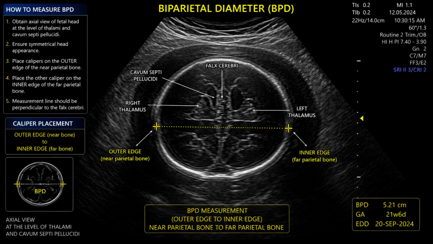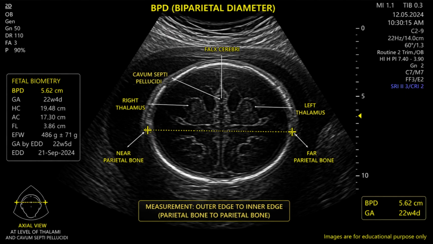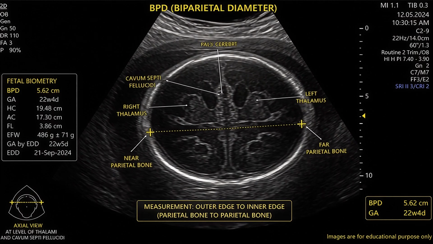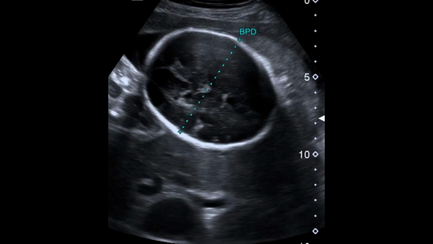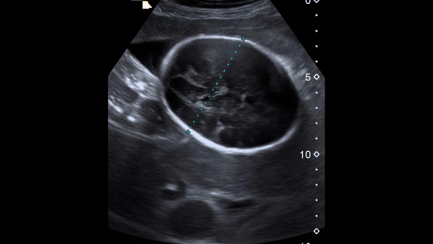Correct ultrasound plane. The ideal BPD plane should show a continuous midline falx, symmetrical skull shape, cavum septi pellucidi, thalami, and absence of cerebellum and orbits. The fetal head should appear oval and symmetrical.